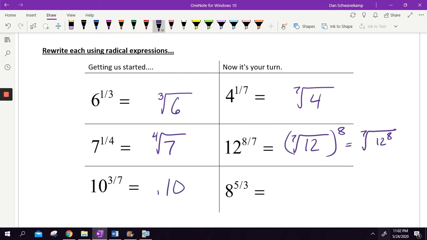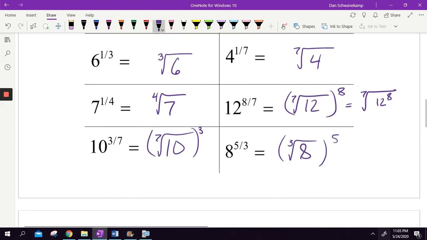All right, so 10, we're rooting it. Since that's the bottom, that's going to be my root. Since that's my power, that's going to be my power. 8, cube root it. That's my power. Boom. Done. Just writing back and forth.